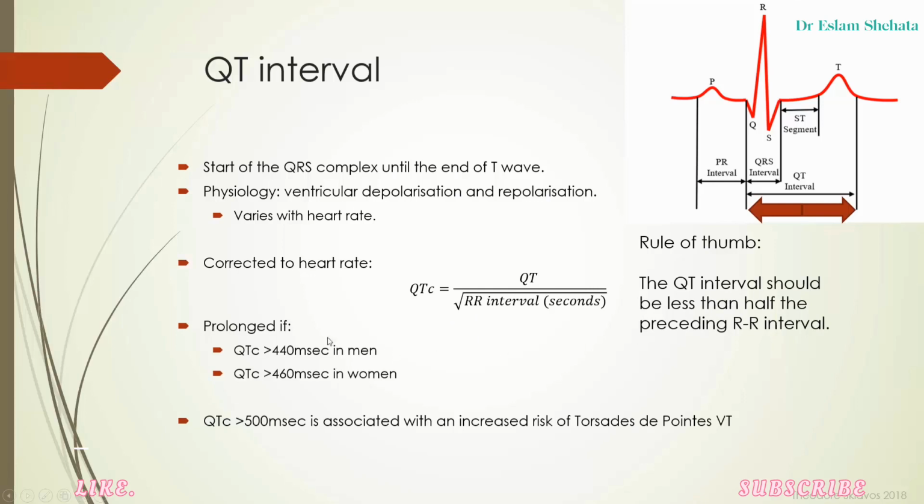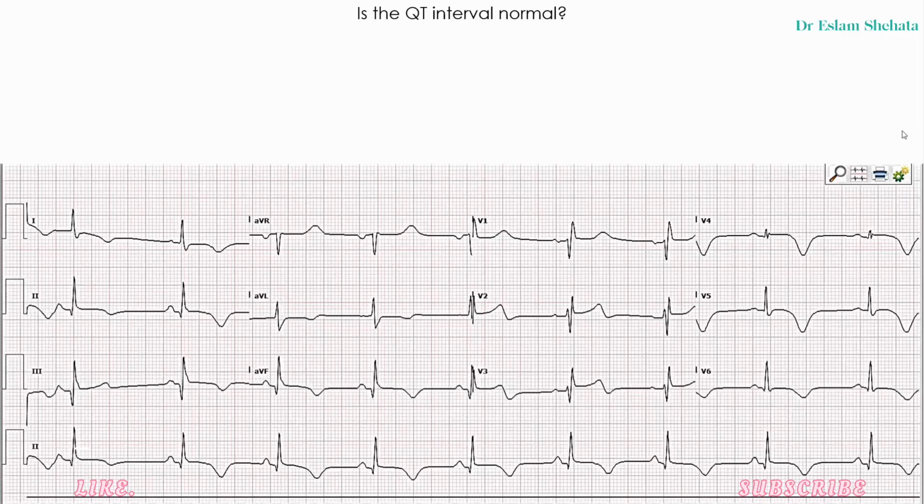But just before we get there, we've got some normal ranges. Notice that they're different in men and women. So the QTc is considered prolonged if it's greater than 440 milliseconds in men and 460 milliseconds in women. And basically, once you get above 500 milliseconds, now there's a risk of torsades, VT, ventricular tachycardia, and essentially cardiac arrest. And that's what we're concerned about when we see a prolonged QT interval.